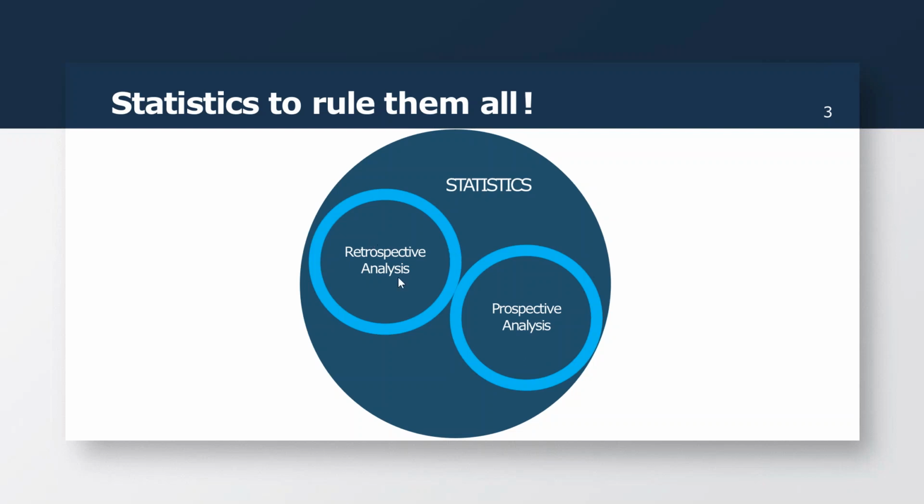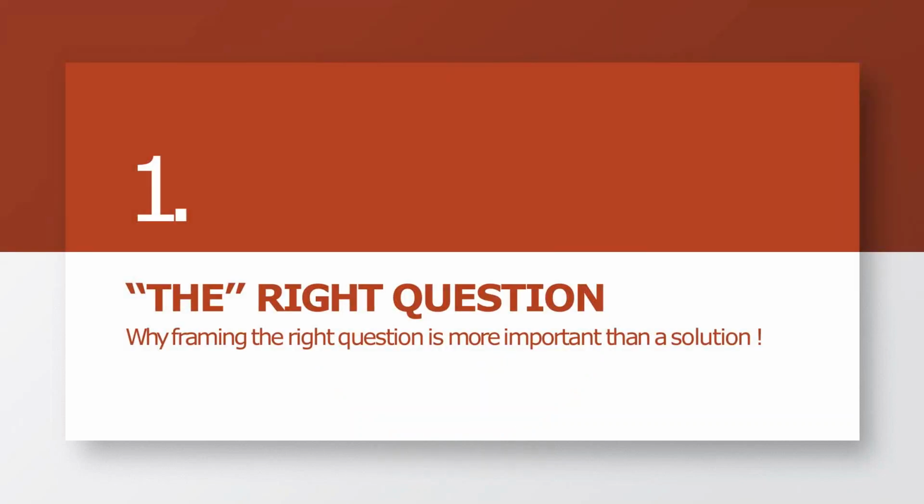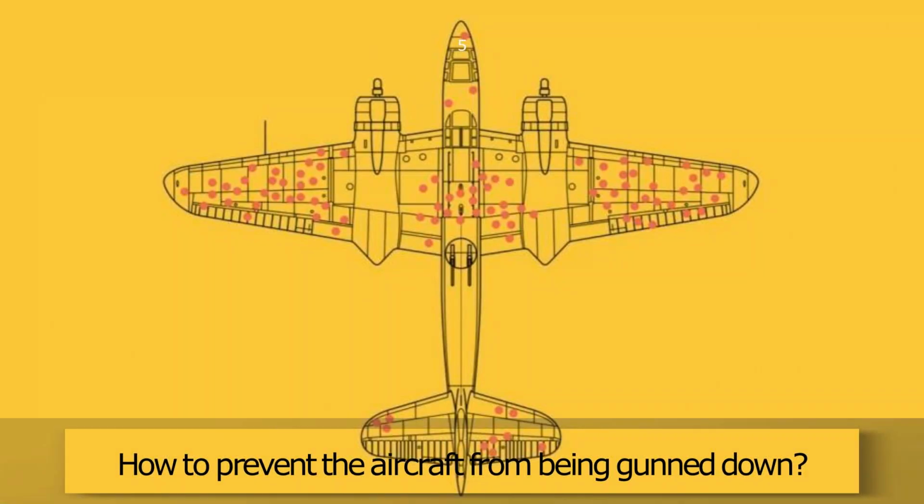Okay. So one is based on past data, the other is also based on past data, but it's about the future. These are the two main parts of statistics. Now, statistics is all about asking the right questions. I'll tell you what I mean by this in a bit. But a lot of times the question becomes more important than the solution, than the answer. Okay.